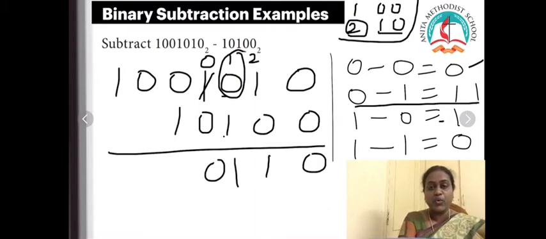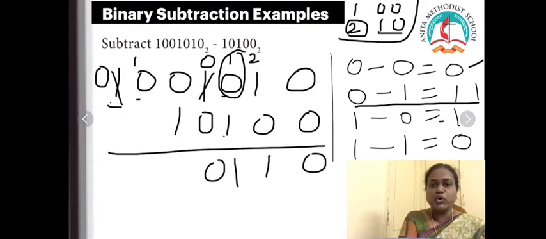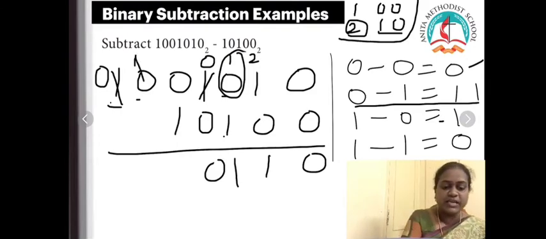Again here 0 and 1. So I have to borrow from the next number. So the next number is 0. I cannot borrow from it. So from this number I have to borrow. So when I borrow, this becomes 0. So this will become 10. 10 means it is 2, as I said. So if I am going to borrow 1 from 2, this becomes 1.